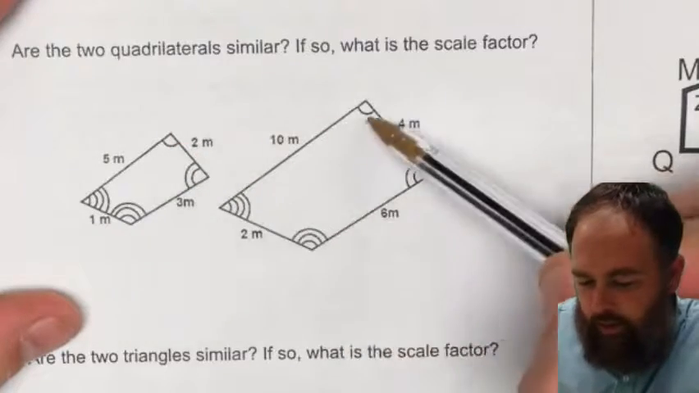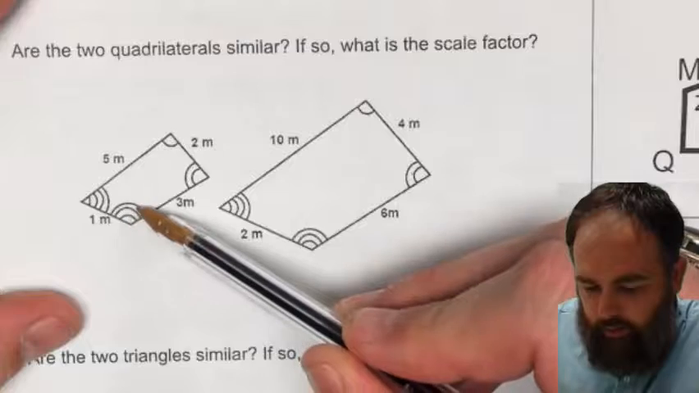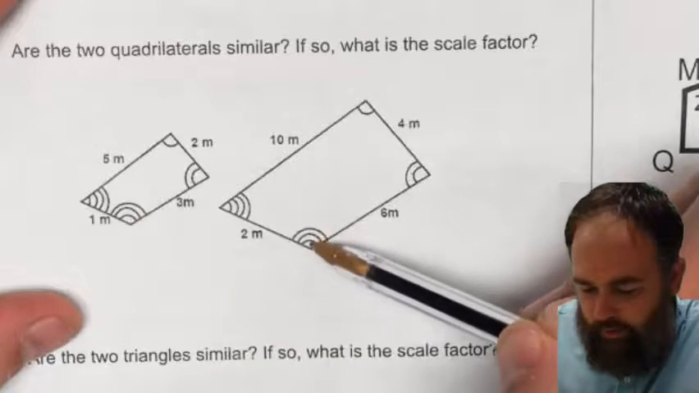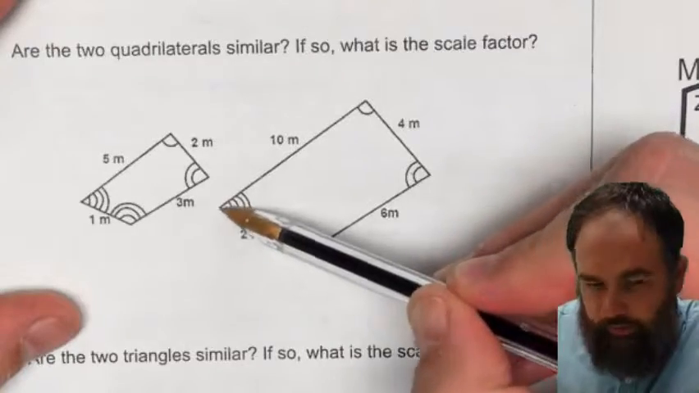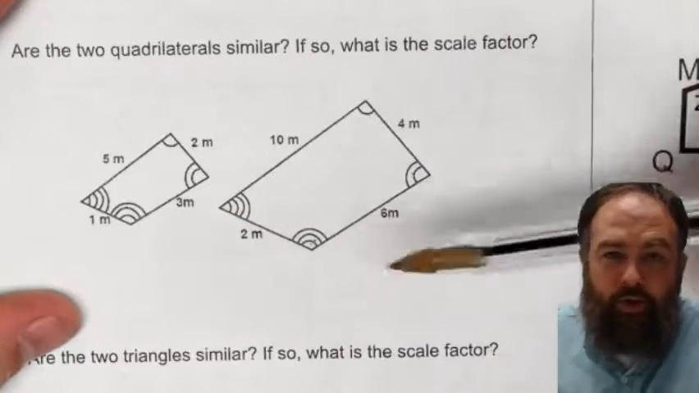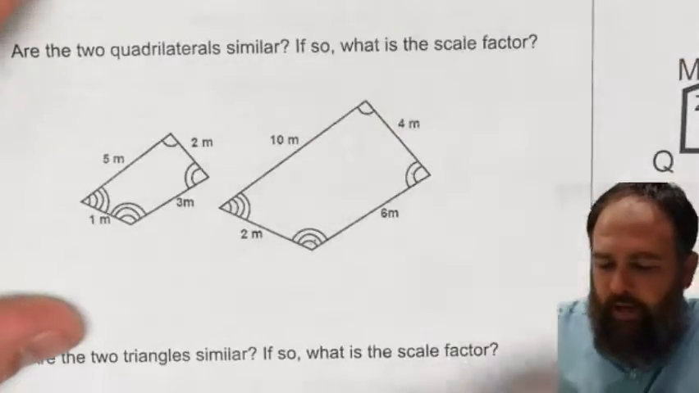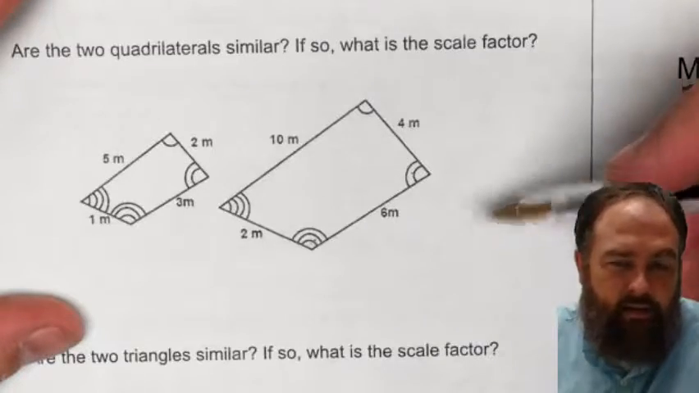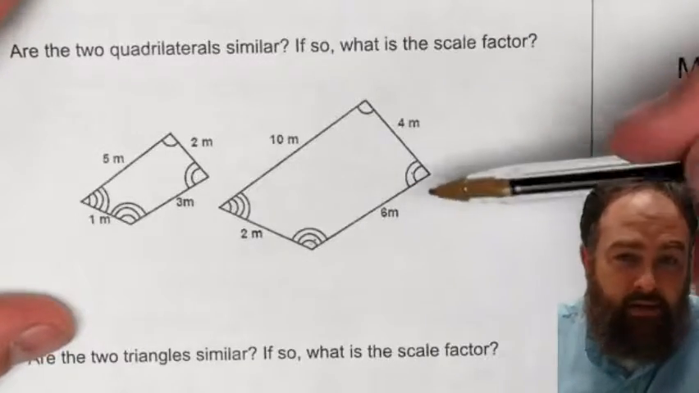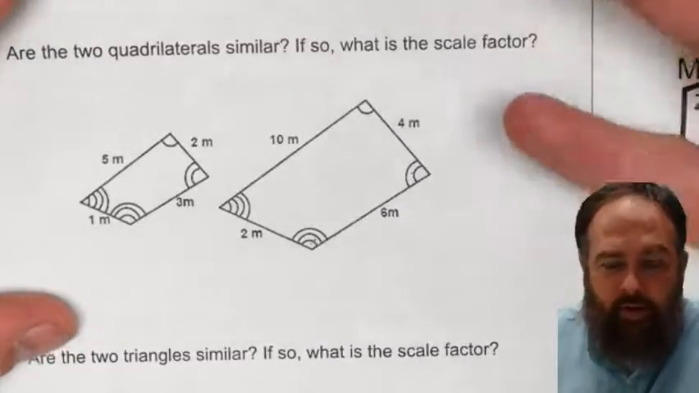I can see that these two angles match. These two angles match. 1, 2, 3, 1, 2, 3, 1, 2, 3. These match, and 1, 2, 3, 4, 1, 2, 3, 4. I don't know what their measures are, but I do know that there are sets of corresponding angles that are congruent. Next, I've got to check every single set of corresponding sides to make sure that they all reduce down to the scale factor.